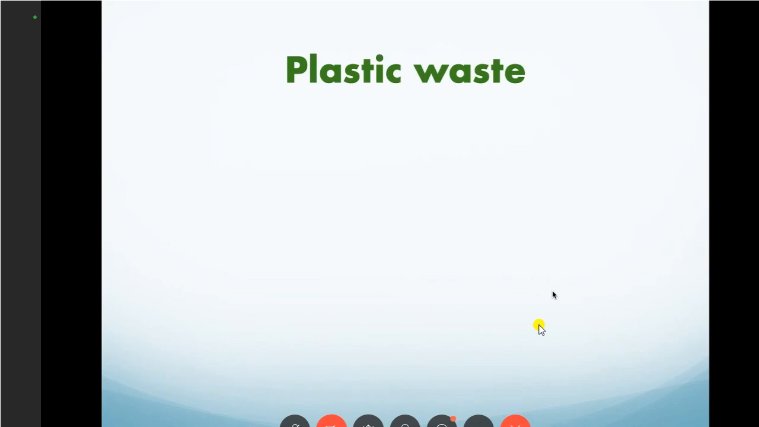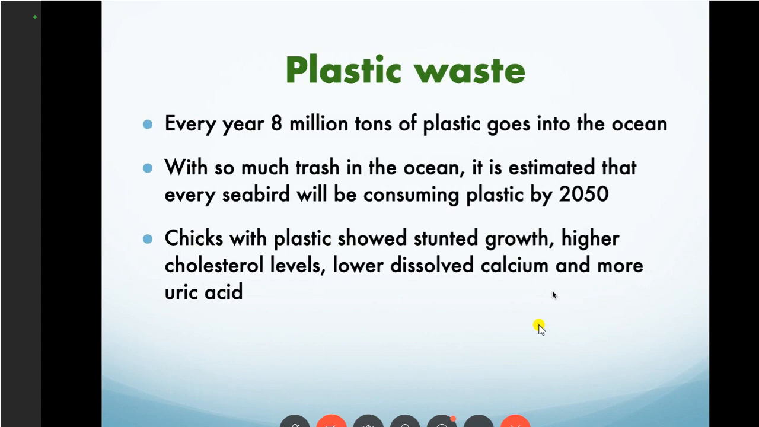Now, the main problem that we thought of is plastic waste. Look at the amount of plastic that goes in the ocean every year: 8 million tons. That's a huge amount of plastic that goes in the ocean. And there are estimates that by 2050, which is not far, we're in 2020 now, it's 30 years, every seabird in the world would have consumed plastic.